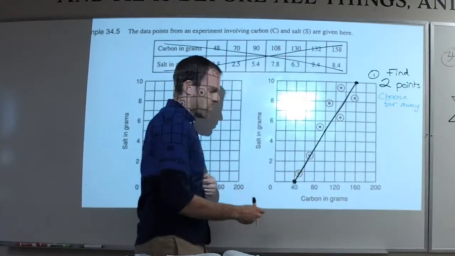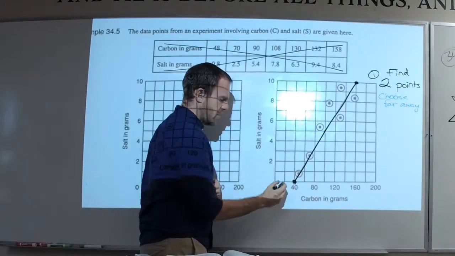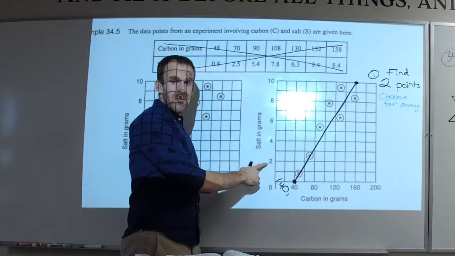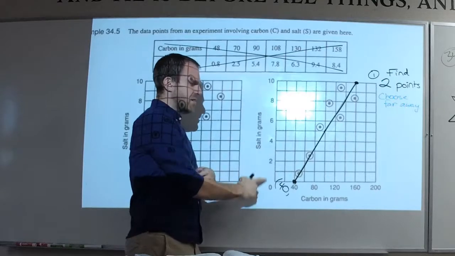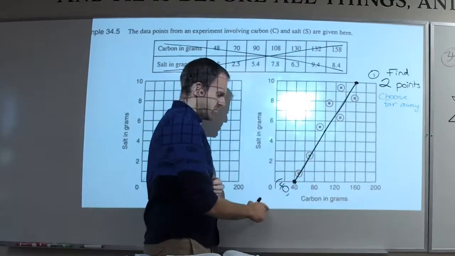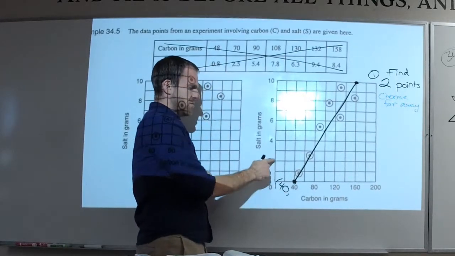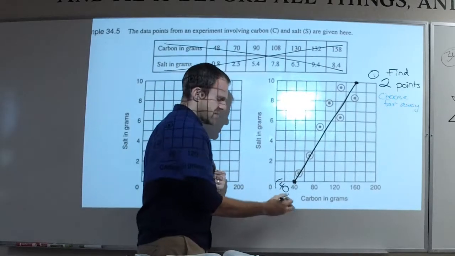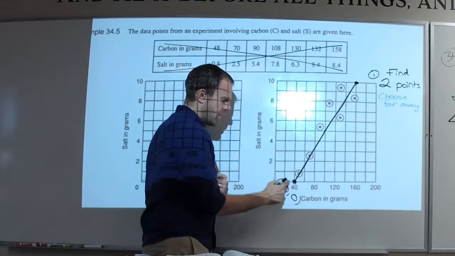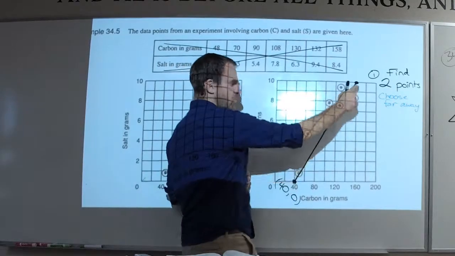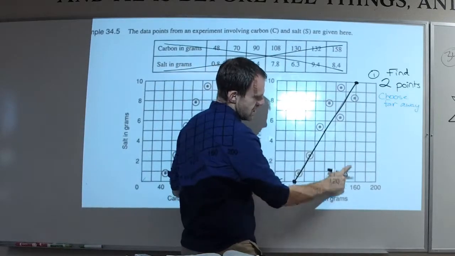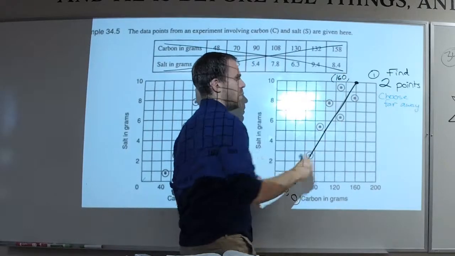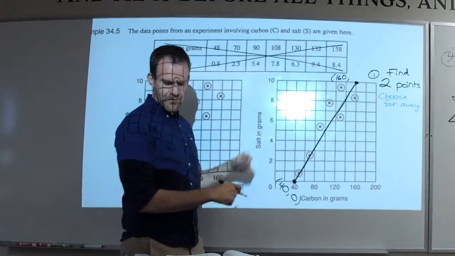Well, I chose this point, whose x value is 40. Y value is, now be careful, because the scale is always weird on these problems. In this case, it does go 0, 2, 4, 6, but sometimes it won't start at 0. So in this case, I have x value 40, y value 0. This point, if I look over here, is at 160, y value 10.